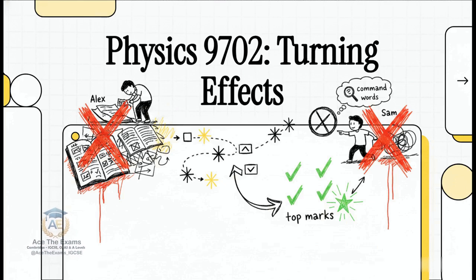Now, on one side of the room, we have a student named Alex. Alex has practically memorized the entire textbook. He overloads the page with raw physics facts, dumping every equation under the sun, but providing absolutely zero analytical structure. On the other side is Sam. Sam just rushes in, spots a number, plugs it into the very first formula he can think of, and completely misses the specific command word requirements hidden in the prompt. What's the result? Both are losing massive marks, and their papers are just bleeding red ink.